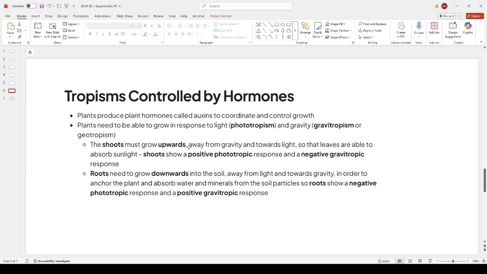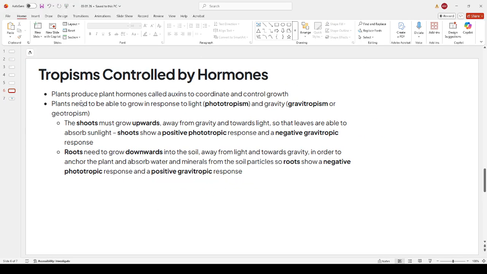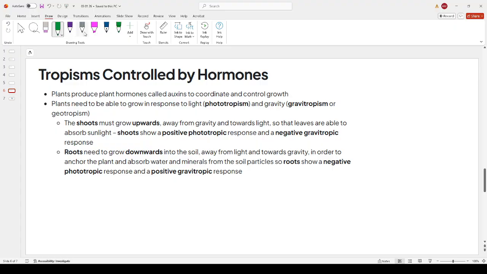So tropisms. Tropisms controlled by hormones. Plants produce plant hormones called auxins to coordinate and control growth. Guys, that sentence in itself needs to be written down. So plants produce plant hormones called auxins to coordinate and control growth. Now, you've obviously heard this in your time in science. Hormones are used to trigger change, trigger growth, control growth. They are no different in plants. So plants produce plant hormones called auxins to coordinate and control growth.